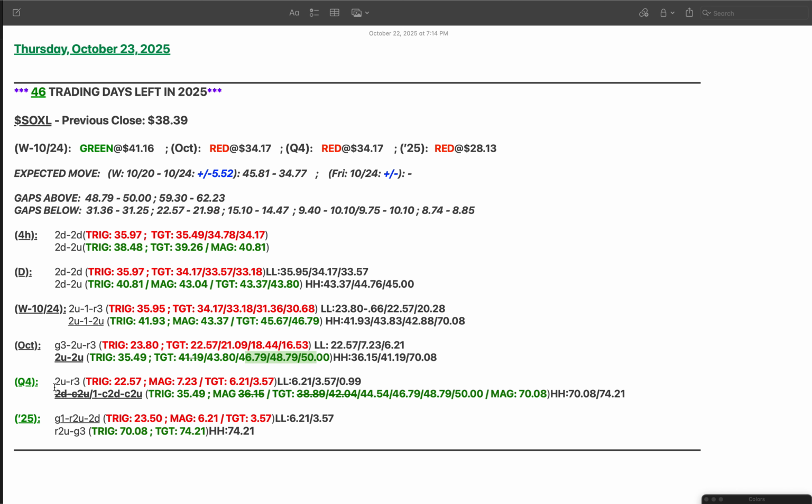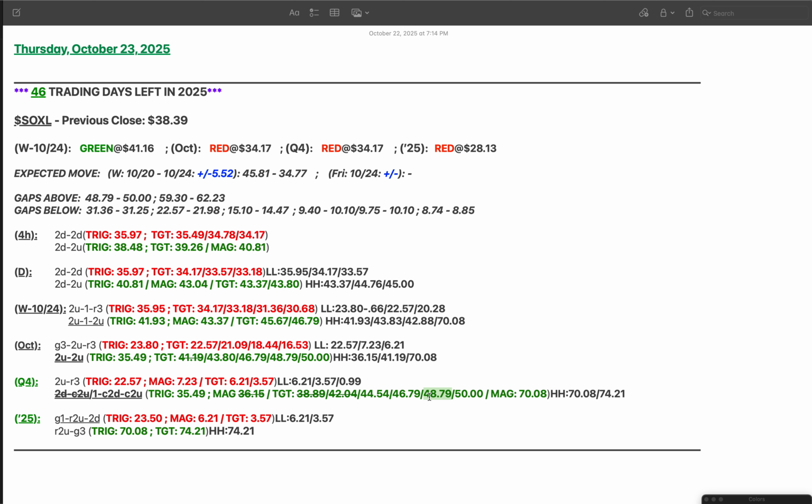All right, for the quarter, we did trigger the 2 down, combo 2 up at 35.49. It reached its magnitude at 36.15, which then triggered the 1 combo 2 down, combo 2 up. And we did reach the first 2 targets at 38.89 and 42.04. But from the quarter perspective, we're still looking for the extended targets of 44.54, 46.79, and continuing, right?